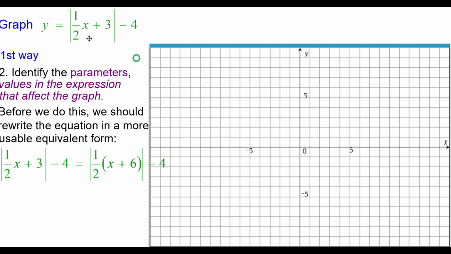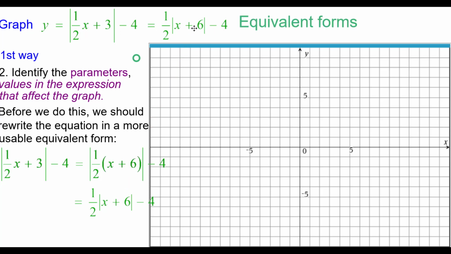For example, inside the absolute value, we're going to factor out a half. And when we do that, we get half of the quantity x plus 6. You can see when you distribute it is equivalent to this. And then also, the absolute value of a half is a half. I can bring that out front. So I'm going to look at this equation here, y equals 1/2 the absolute value of the quantity x plus 6 minus 4. Those two are equivalent forms, but the second one is more usable to us.